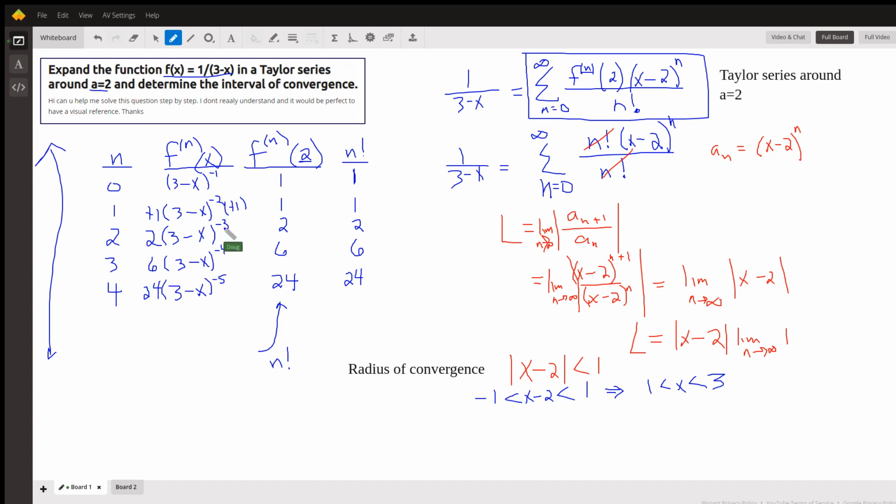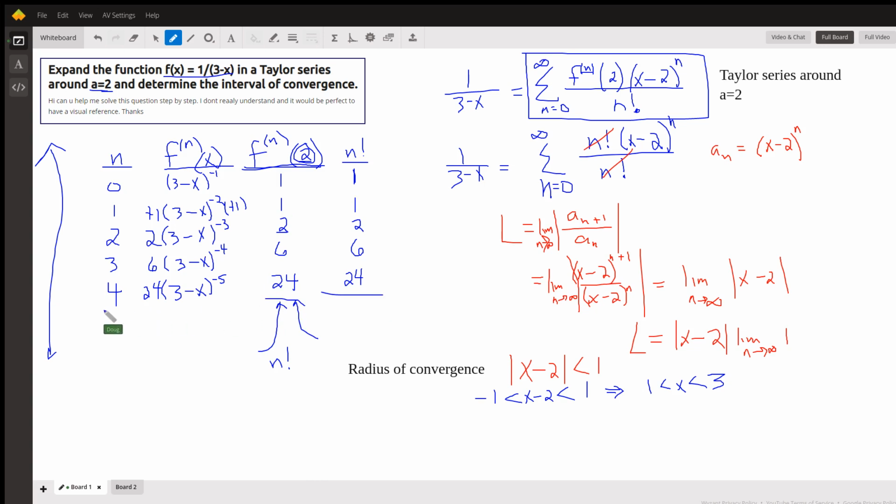Notice how we're decreasing these exponents for each successive derivative. And then we evaluate the derivative at whatever value a we're looking at. In this case, a equals 2. So I put 2 into this first derivative, I still get a 1. If I put 2 into the second derivative, 3 minus 2 is 1, 1 to the minus 3 is 1, 1 times 2 is 2, and so on. And look what happens. Everything in this column matches what n factorial is.